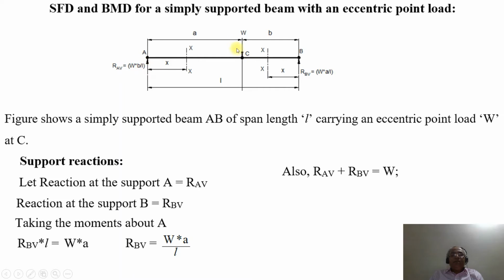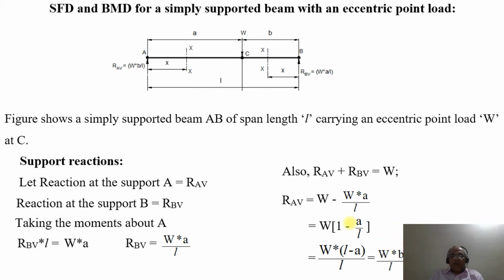The sum of the upward reactions will be equal to the sum of the downward reactions. So RAV plus RBV, acting upwards, will be equal to the downward load, which is W. Therefore RAV will be equal to W minus RBV. RBV is W into a by L, so minus W a by L. On taking the LCM and simplifying, you get W into 1 minus a by L, which is W into (L minus a) by L.